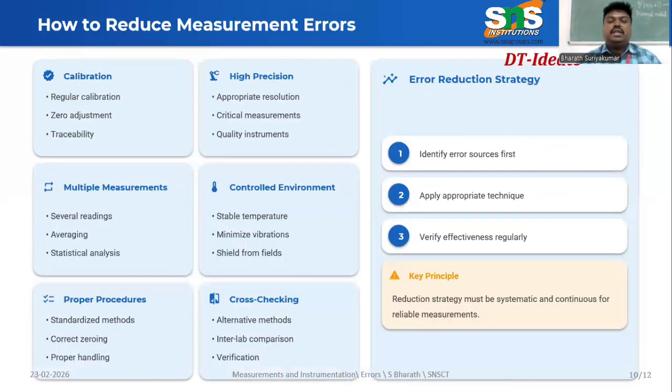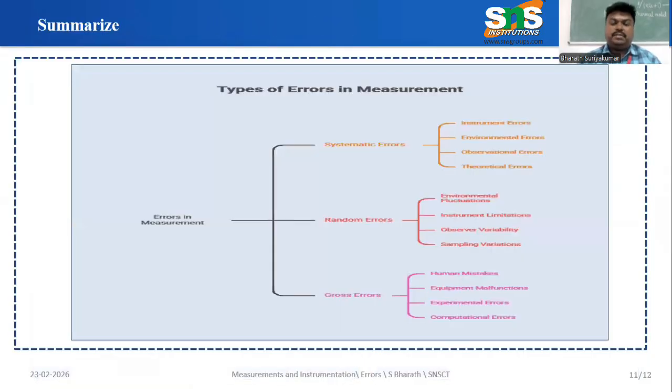How do we reduce these errors? The error reduction strategy is as follows. Identify the error source first. Apply an appropriate technique to reduce the error. Verify the effectiveness regularly. Suitable calibrations, high precision instruments, multiple measurements, a controlled environment, cross-checking, and proper procedures help reduce these errors. The reduction strategy must be systematic and continuous for reliable measurements.